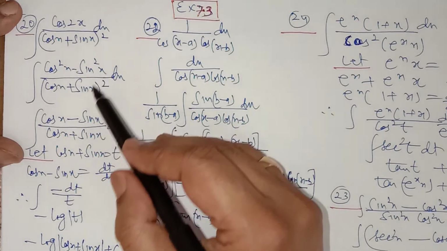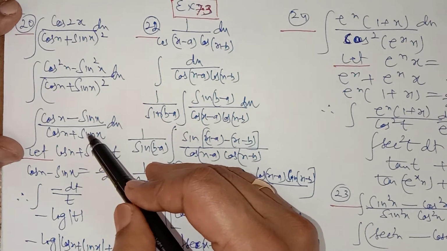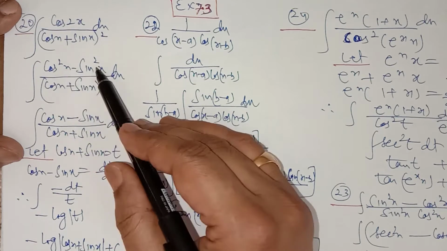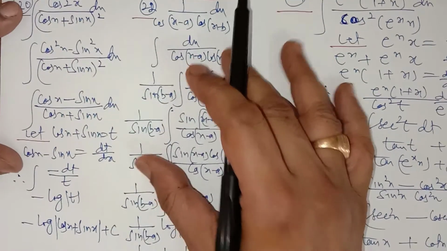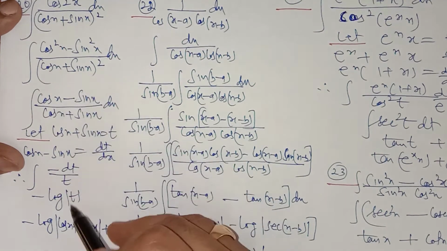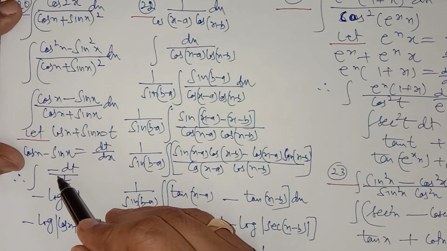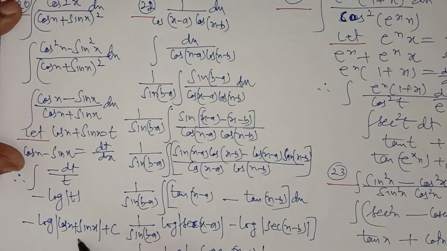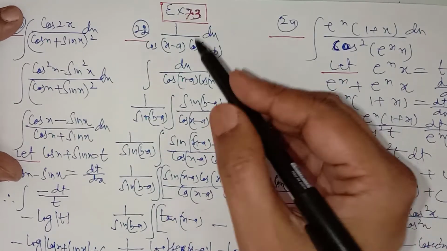Take your own time to see how this will become this. Use the a square minus b square formula in the numerator, a plus b, a minus b, and one of the terms will be cancelled out. Now you can let cos x plus sine x equal to t. The numerator will be cancelled out. It will become only 1 upon minus 1 upon t, whose integration is this. Now it is a very good question.